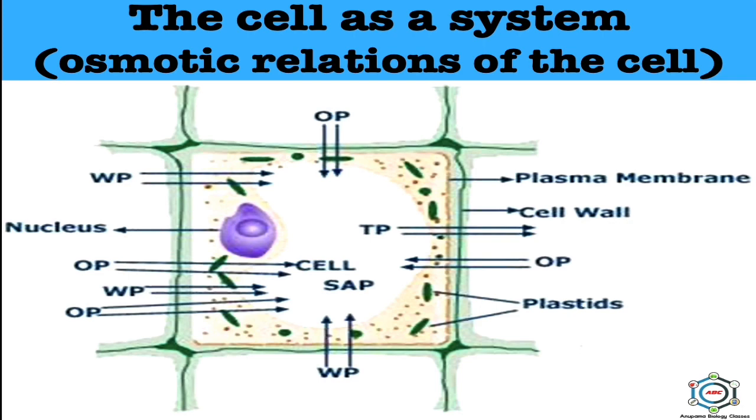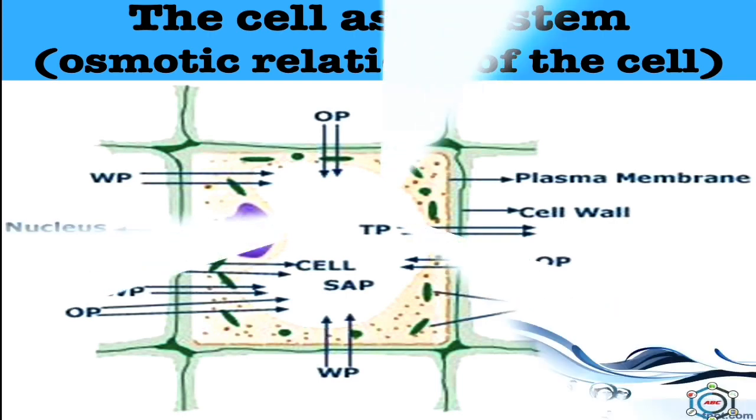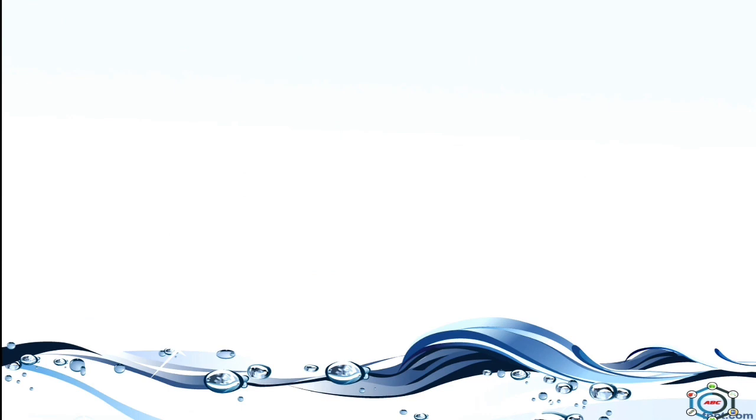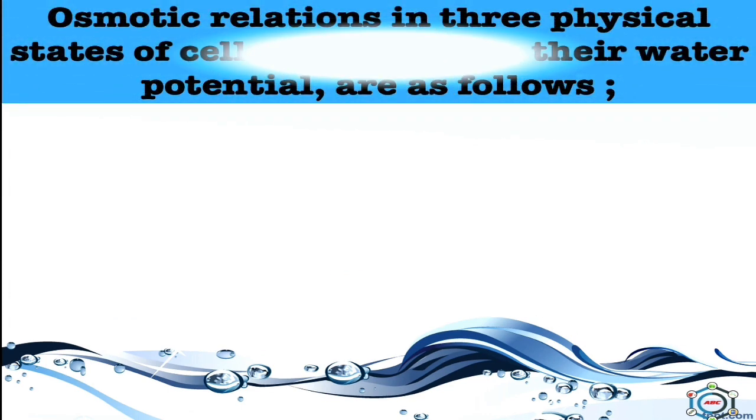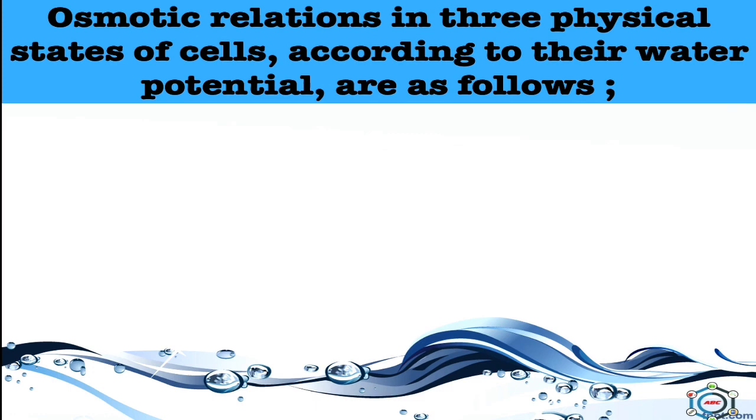Now, here you can see a diagram showing the relationship of the osmotic pressure, turgor pressure and wall pressure. If a typical plant cell is placed in pure water, it acts as an osmometer where the cell sap is separated from the external water by means of a differentially permeable membrane. The cell wall being permeable causes no hindrance in the movement of water. Now, after this, the osmotic relations in three physical states of cells according to their water potential are as follows.